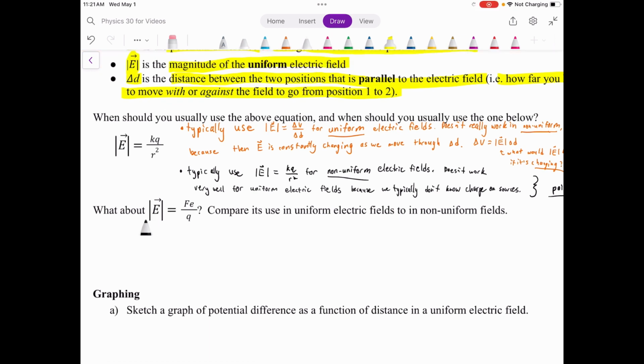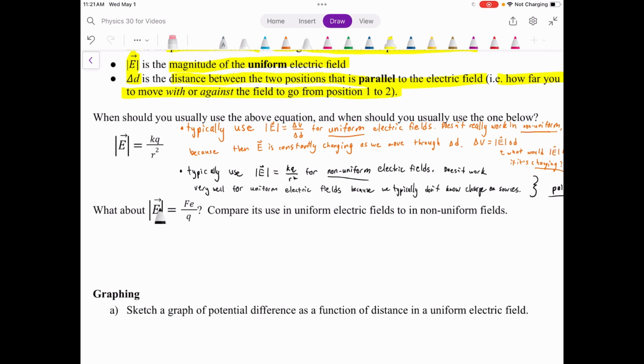Now, what about this third equation that we have involving the electric field? This is almost like the definition of the electric field: the force felt by a test charge in the field for every coulomb of charge that it has. How does this one work in uniform electric fields versus non-uniform electric fields?